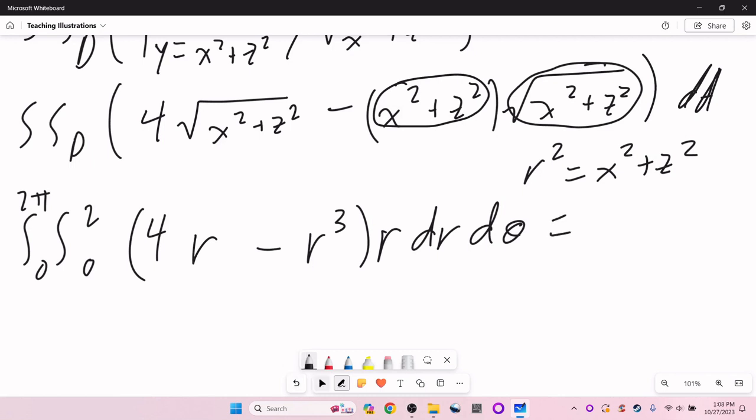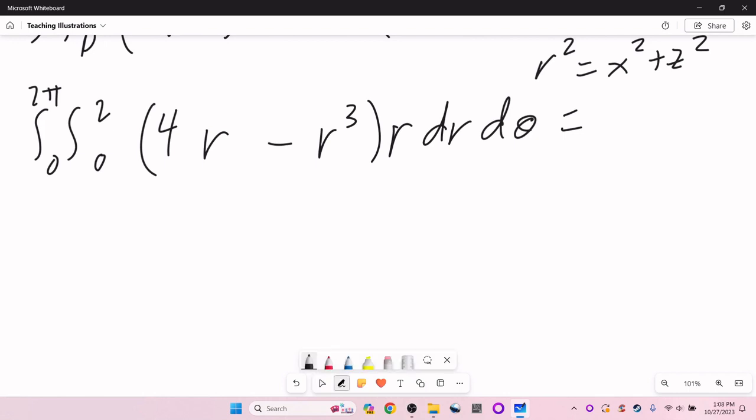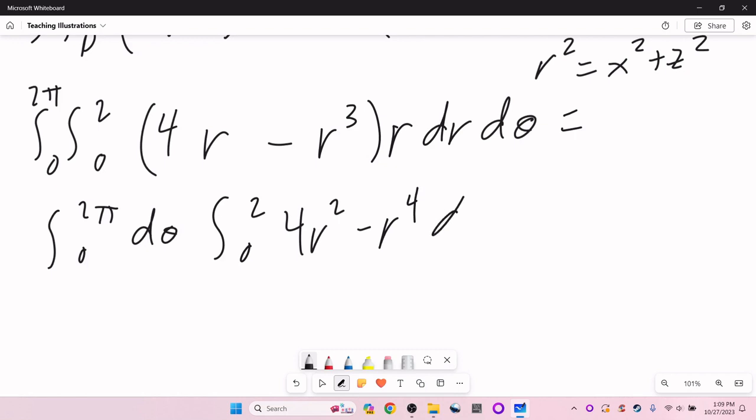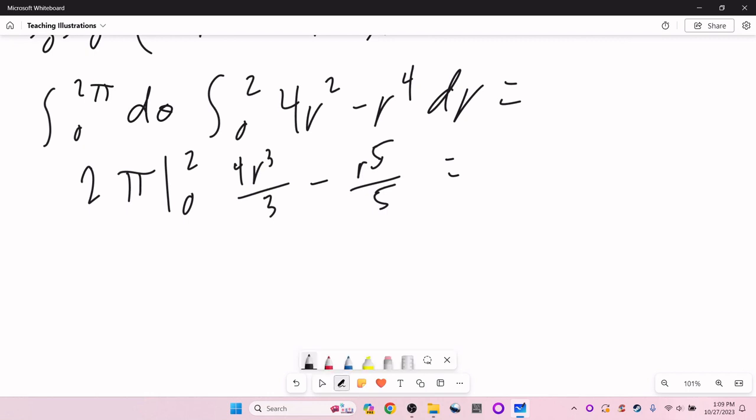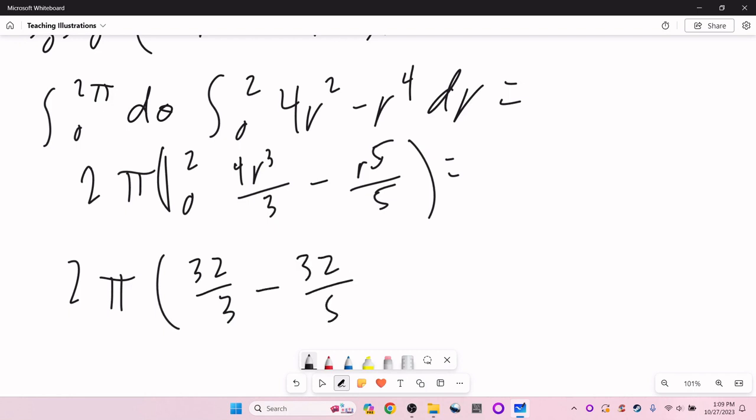So we can factor this one, because it's a polar rectangle, circle to be specific. 0 to 2 pi d theta, 0 to 2 of 4r squared minus r fourth dr, which is 2 pi, 0 to 2 of 4r cubed over 3 minus r fifth over 5, which is 2 pi times 32 over 3 minus 32 over 5, which reduces to 128 pi over 5.